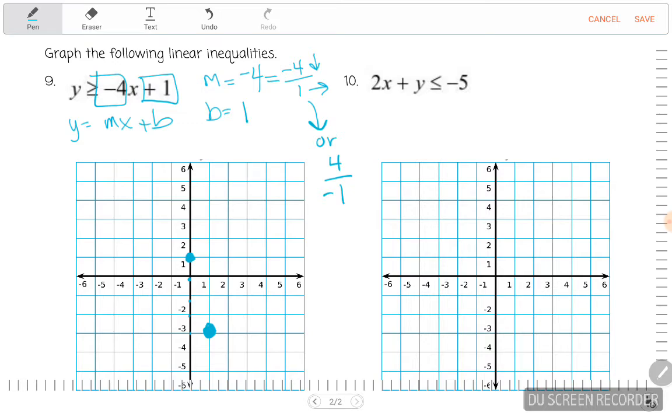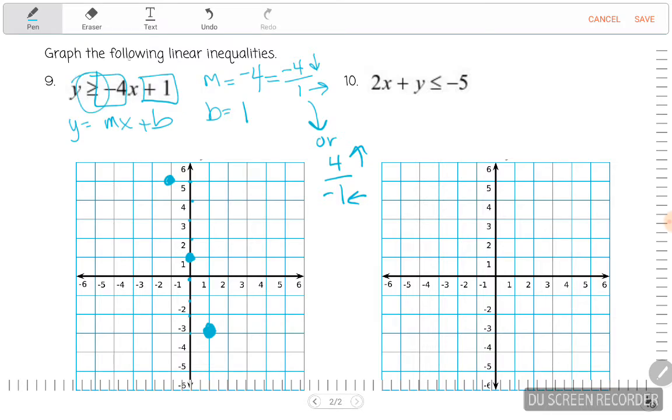If I want to make a third point, I can go back to the y-intercept, and I can use this slope, which would be going up 4 and to the left 1. So I go up 1, 2, 3, 4, to the left 1. Okay, you can see how these all fall on the same line here. It's just kind of going backwards. So I'm going to connect these now.